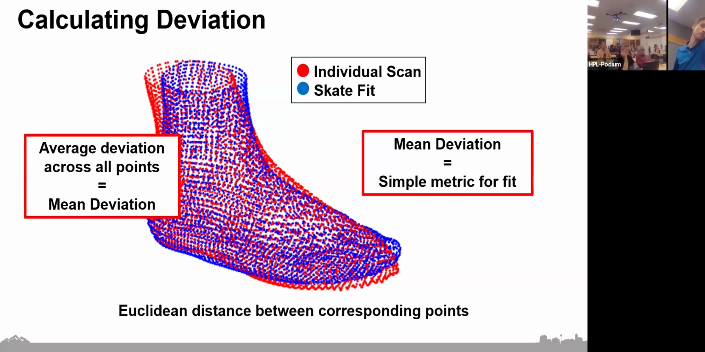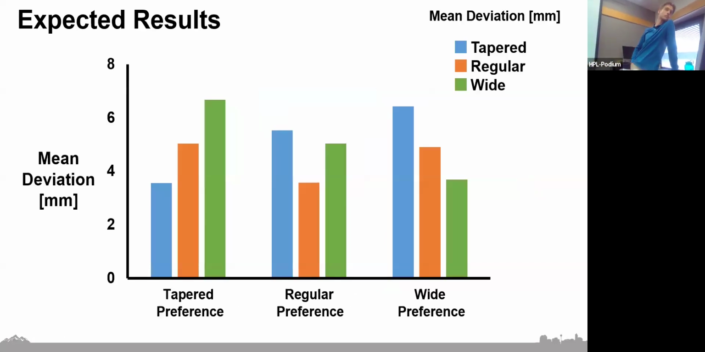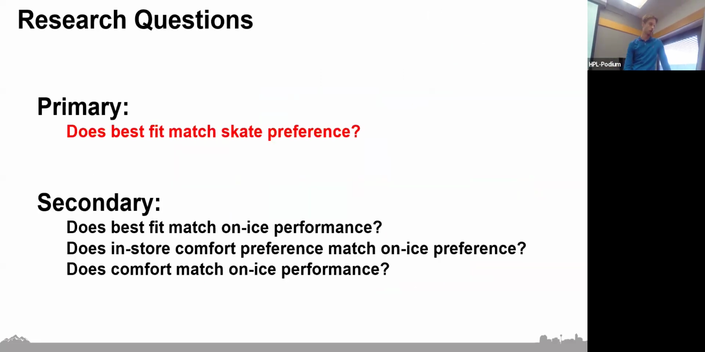Well, I guess what's clearest to me is you're going to use the preference, and you have an idea that ideally the preference will line up with what you intend with your predefined shapes, right? Right. But then sort of plot comfort and performance into whatever outcome. Right. So I only presented expected results for the first primary research question, which is just best fit and preference. Best fit being the mean deviation.